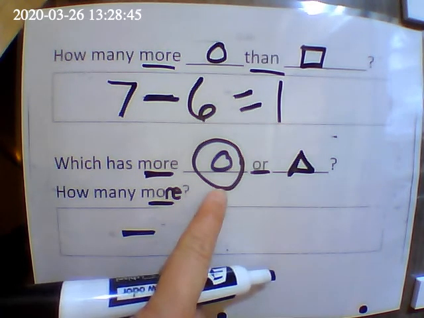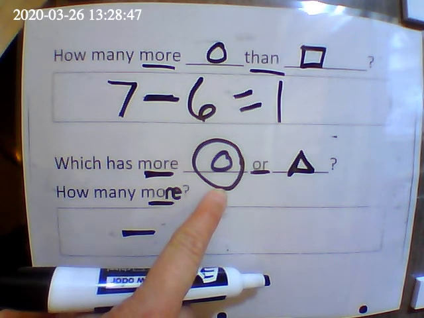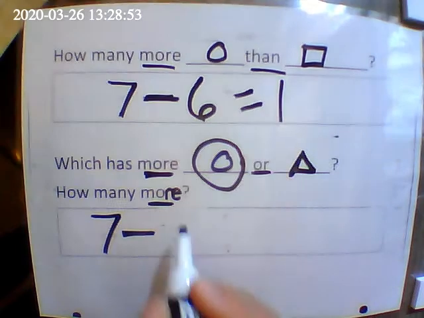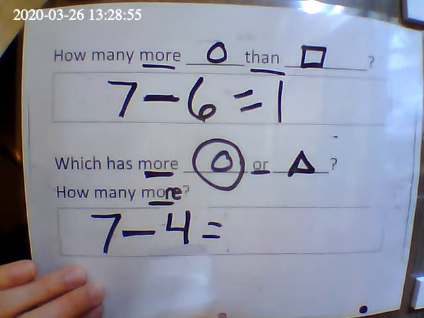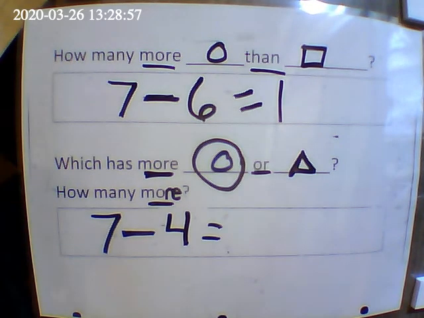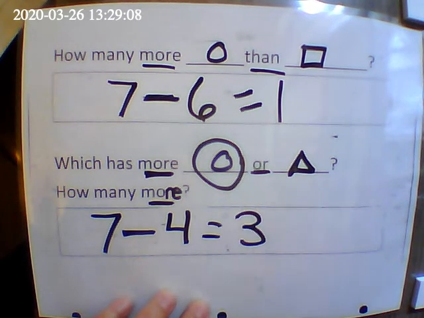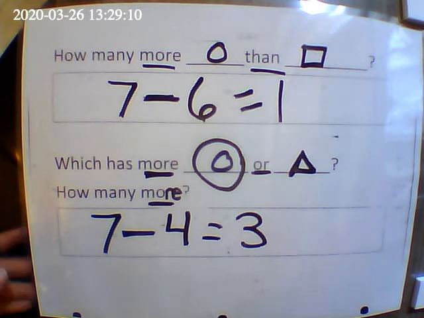We already know the circle is the bigger number, and we said circles are 7, and our triangles are 4. So what is 7 minus 4? Solve. And the answer is 3. 3 more circles than triangles.